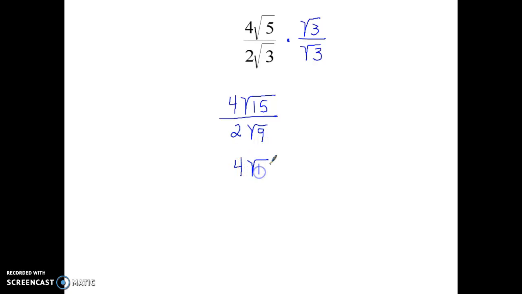So once again, I'm going to simplify that denominator. Square root of 9 is the whole number 3, so 2 times 3 is 6. And then last, my 4 and 6 also reduce, so I'm going to reduce both of those by 2. So there's my final simplified answer.